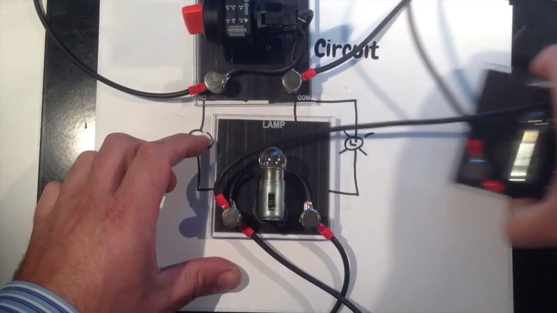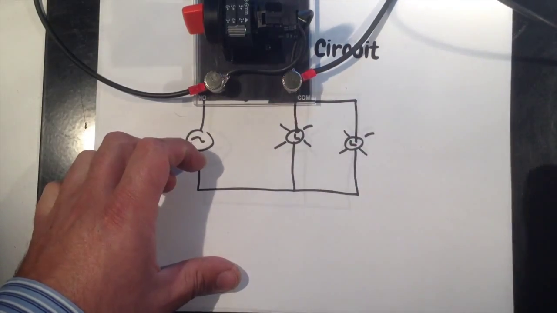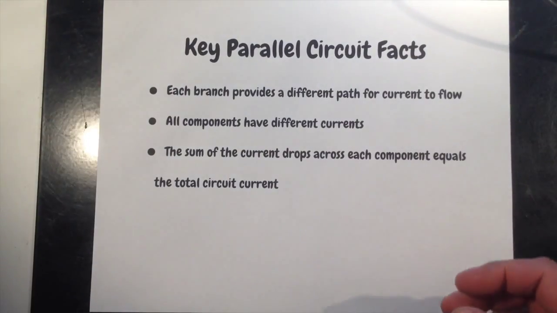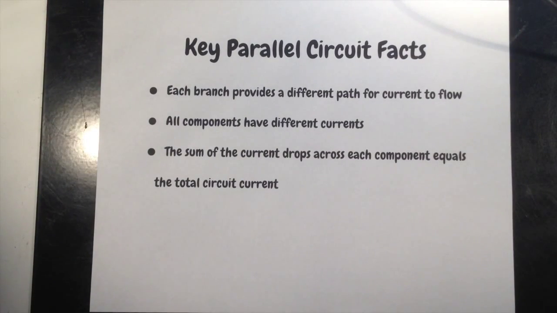So let's recap some of the key facts on a parallel circuit. Each branch provides a different path for current to flow. All components have different currents. The sum of the current drops across each component equals the total circuit current.